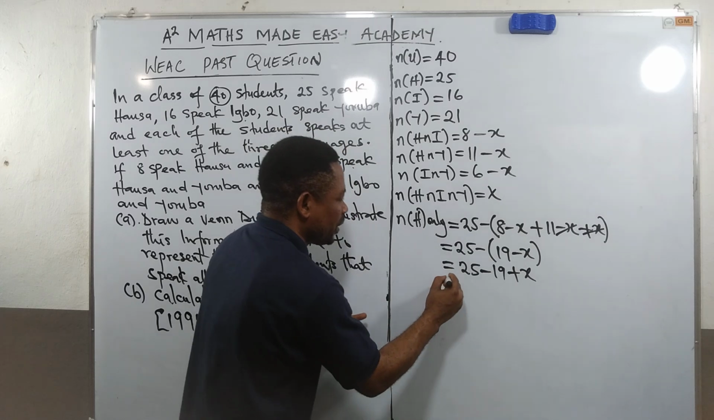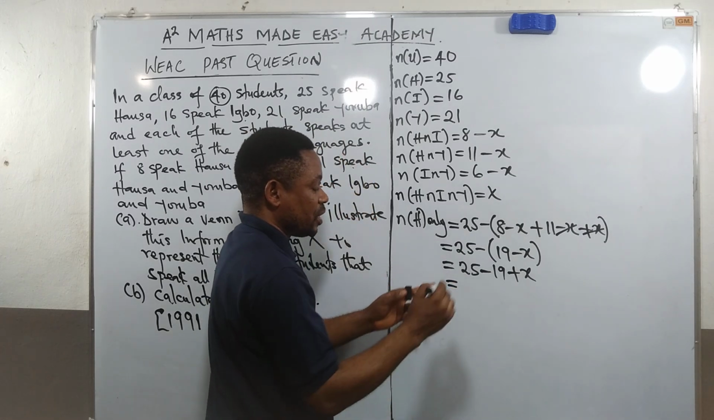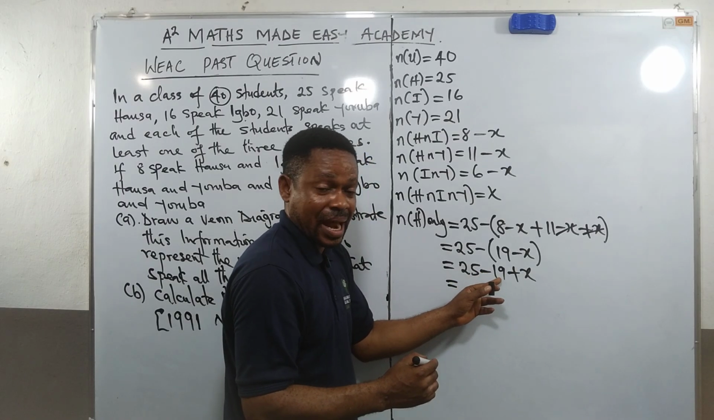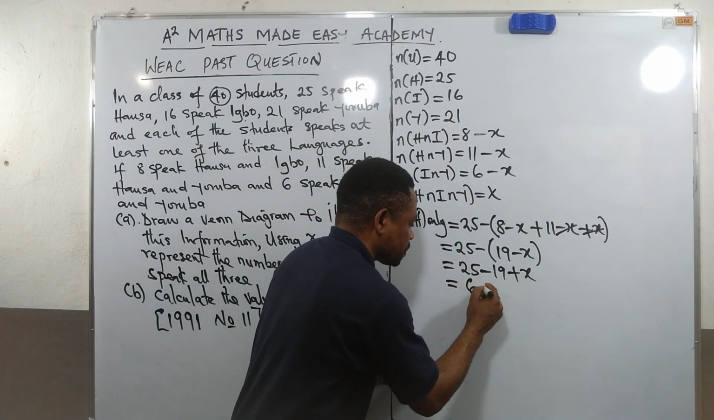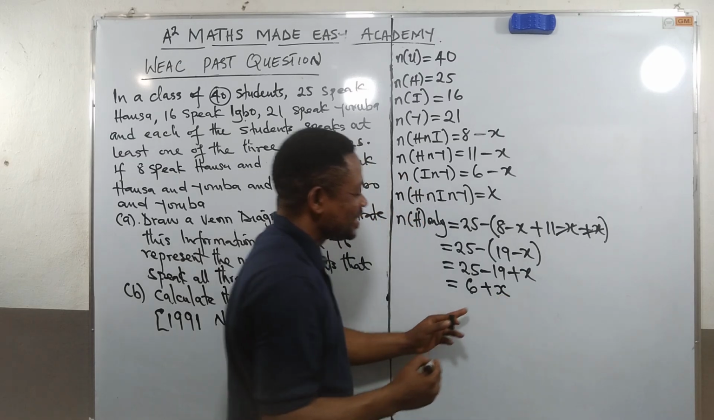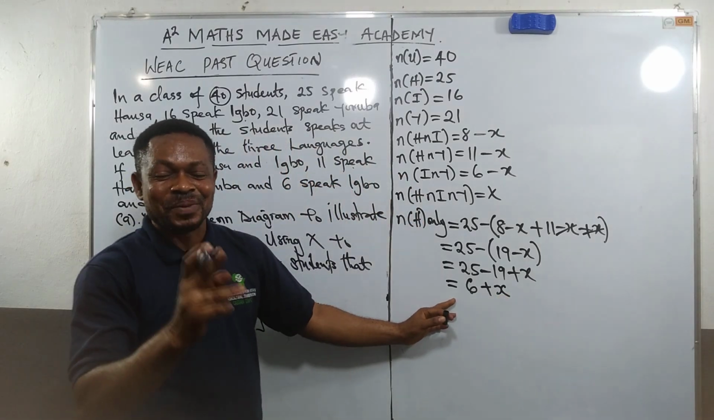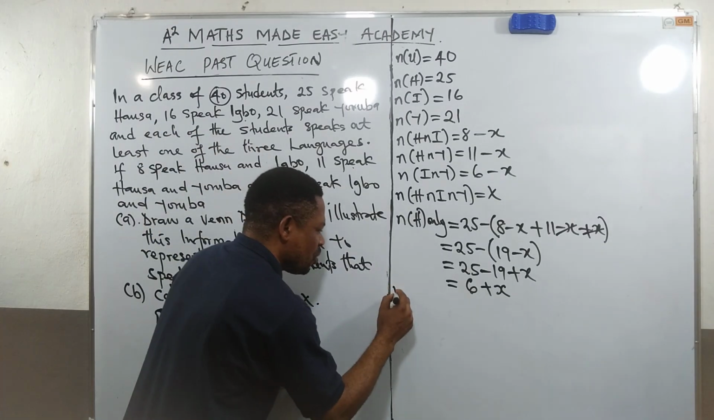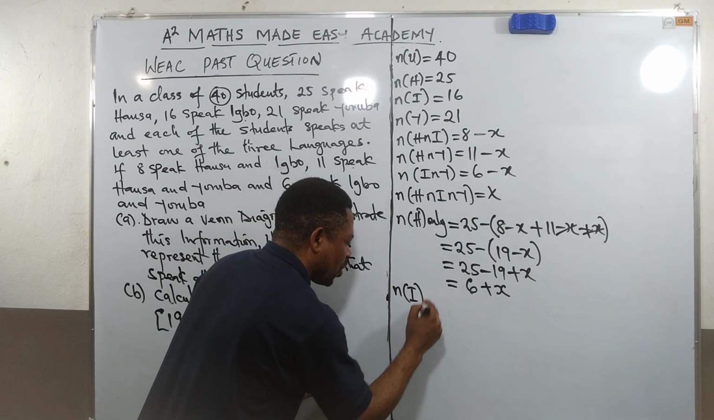X. Now, can we get the number that speak Hausa only? Watch. What do we say now? 25 minus what? 19 will give us what? 6. Then plus what? X. This is the number of students that speak Hausa words only. Now, if that is justified, can we now look at the number of students that speak what again?